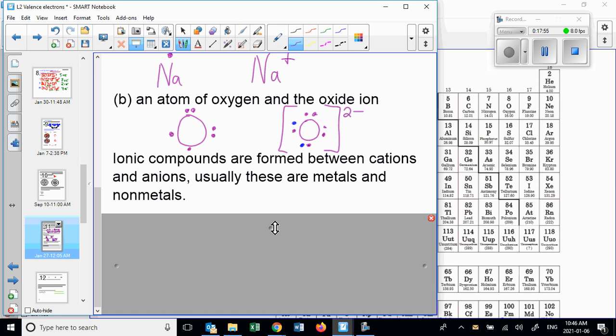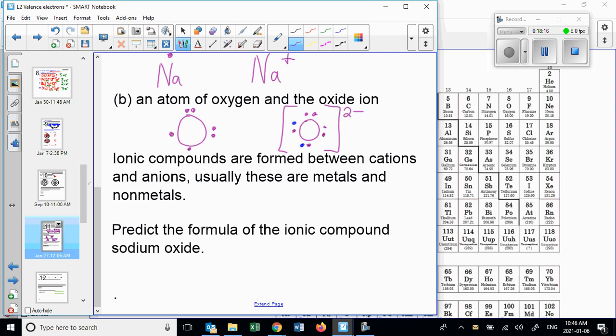Ionic compounds are formed between cations and anions. Usually these are metals and non-metals. The cations are the metals, the anions are the non-metals, typically. There are some exceptions, but we'll stick to the easy ones right now. We're going to predict the formula of the ionic compound sodium oxide. Normally you would use an ion chart, but I'm using the sodium and the oxygen we just had.